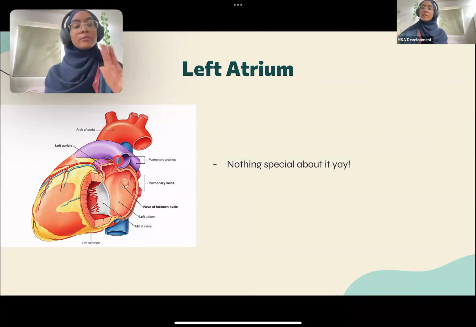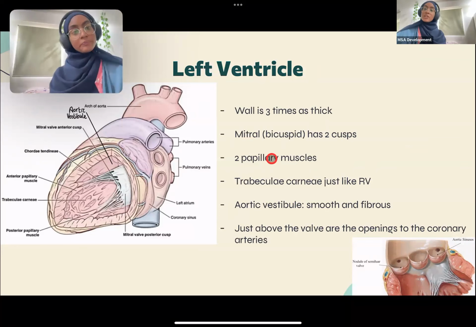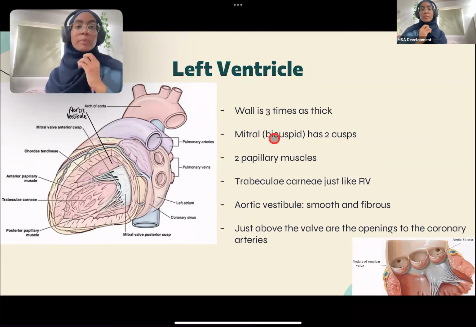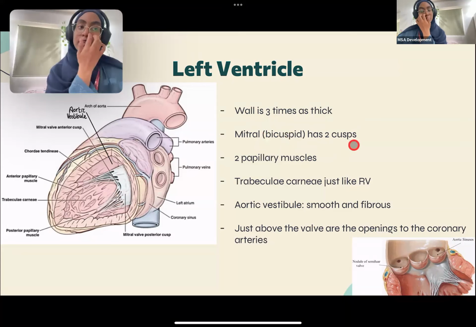Left atrium, alhamdulillah, there's nothing special about it. Left ventricle. So now we want to pump blood from the left ventricle into the body. Right? This is like a huge distance. That's why the wall is 3 times as thick. The mitral valve is also called the bicuspid valve, 2 cusps. We also have 2 papillary muscles. We have trabeculae carneae, just like the right ventricle.